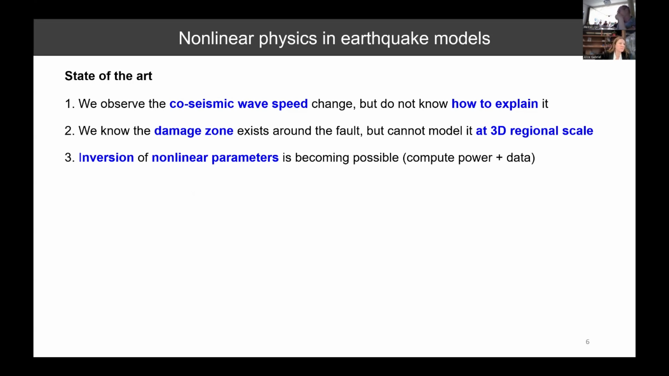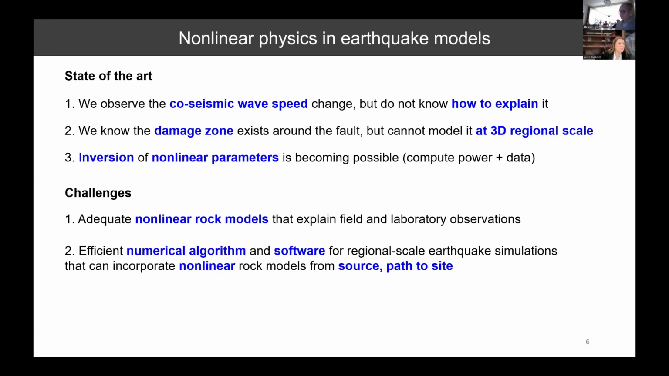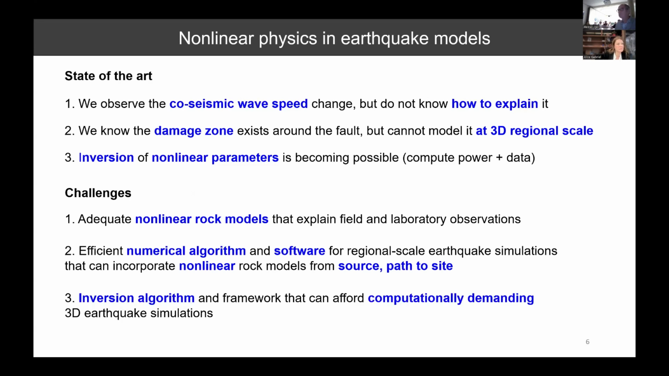To bring this step forward, we are facing some challenges. The first challenge is adequate nonlinear models that can explain both the field and laboratory observations. The second challenge is about efficient algorithms and software that can help us model the nonlinearities all the way through from source, path to site. And the third challenge is again the inversion algorithms that can afford these computationally demanding 3D earthquake simulations.